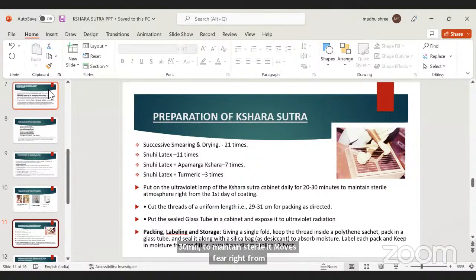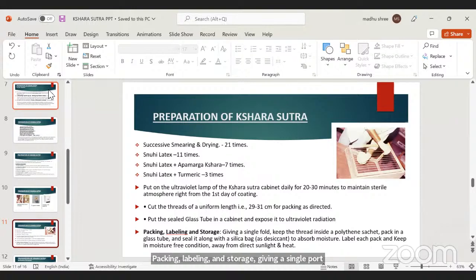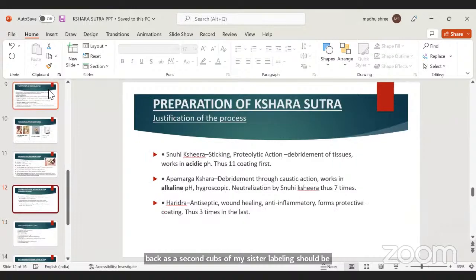After the procedure, the threads should be cut to uniform length, that is 29 to 31 centimeters. The prepared Kshara Sutra should be sealed in a glass tube in a cabinet and exposed to UV radiation. Packing, labeling, and storage: giving a single fold, the thread should be placed inside a polythene sachet, packed in a glass tube, and sealed along with a silica bag as a desiccant to absorb moisture. Labeling should be done, and it should be kept free from moisture, away from direct sunlight and heat.